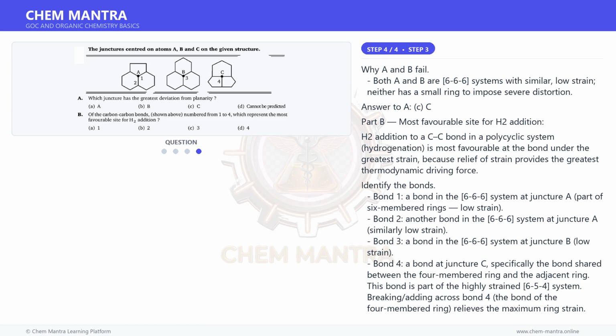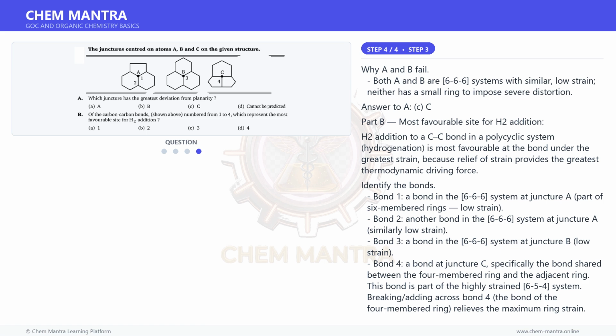Bond 4, a bond at juncture C, specifically the bond shared between the 4-membered ring and the adjacent ring. This bond is part of the highly strained 6-5-4 system. Adding H2 across bond 4, the bond of the 4-membered ring, relieves the maximum ring strain. Hydrogenolysis of the strained C-C bond across bond 4 would open the 4-membered ring, providing the greatest relief of strain and thus is the most thermodynamically favorable.